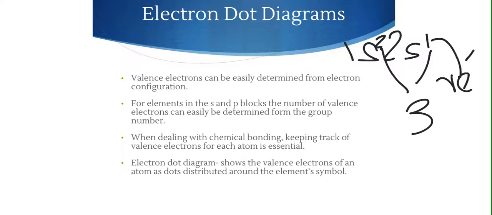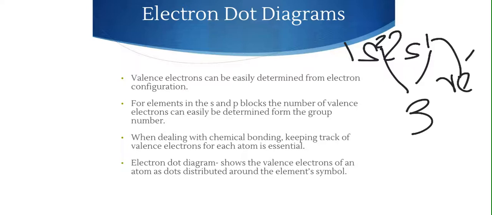We can determine those by looking at the very last number. So groups 1, 2, and 13 have 1, 2, and 3 valence electrons. Group 14 has 4, 15 has 5, 16 has 6, 17 has 7, and finally 18 with 8.